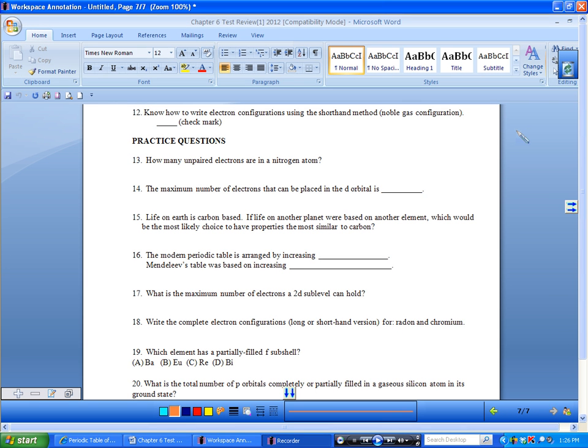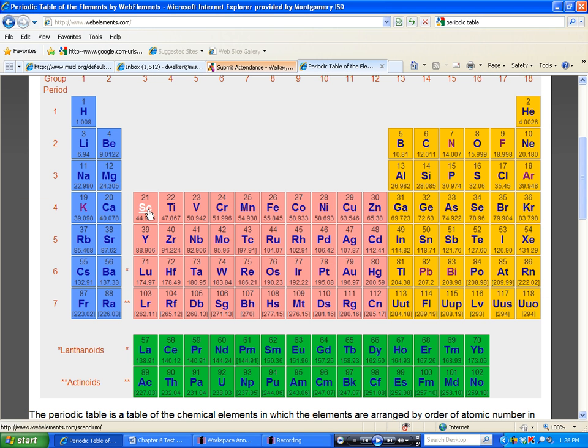Number 12 says know how to write electron configurations using the shorthand method. All right, so let's take a look at that. If I wanted to write scandium, I don't want to draw out 21 electrons, so I want to use the shorthand method. I'm going to go over here to the noble gas 18, argon, and then I only need to worry about placing 3 more electrons. So let me show you what I mean.